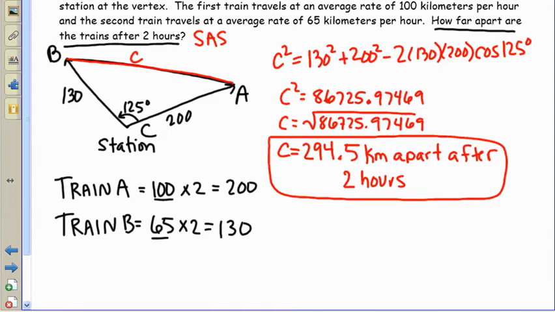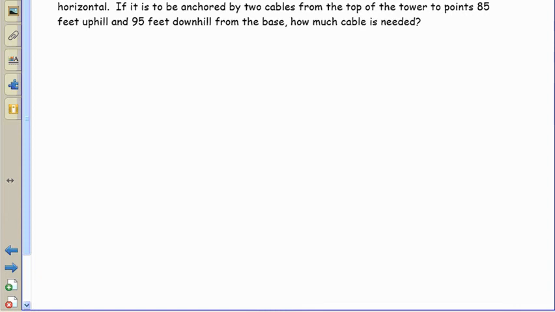So for this one, I do it on my calculator and then take the square root, and you end up with 294.5 kilometers apart after 2 hours. So that would be our answer. So let's go ahead and do one more problem.